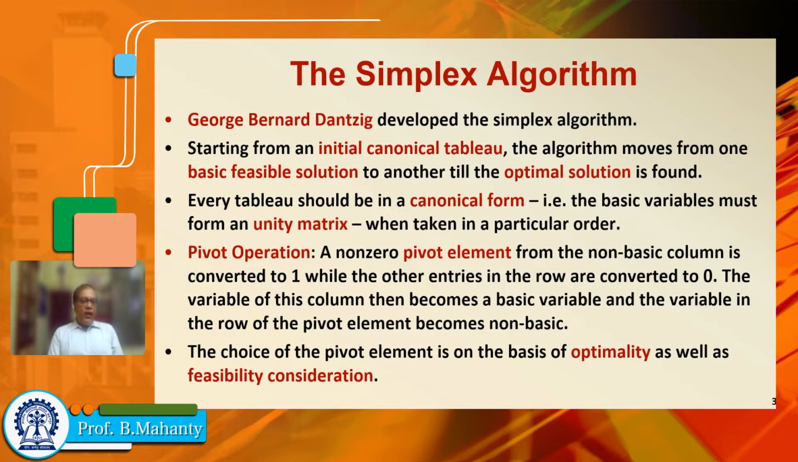So you see, if a variable is uniquely there in only one equation and with a coefficient of 1, it is very clear that those basic variables will form a unity matrix. And then the powerful pivot operation is carried out, and the essential idea of the pivot operation is that a non-zero pivot element from the non-basic column is converted to 1, while the other entries in the column are converted to 0. Is it all right?